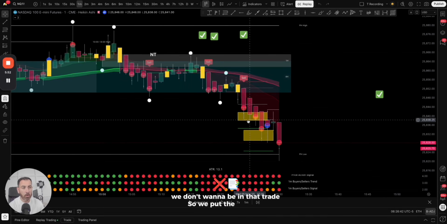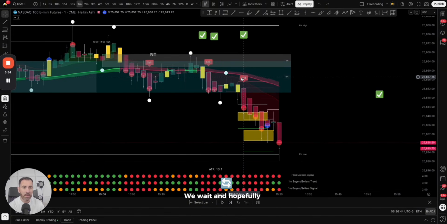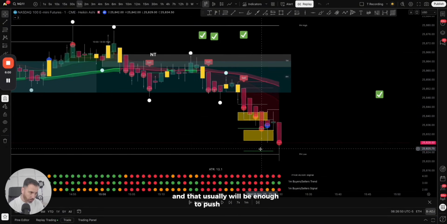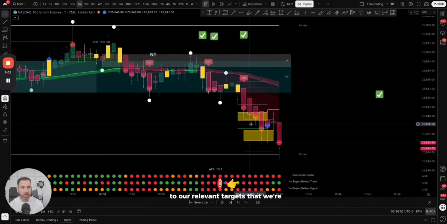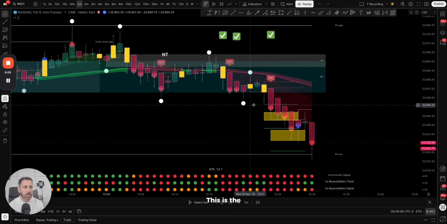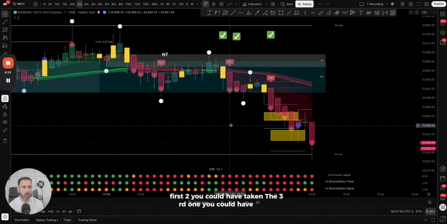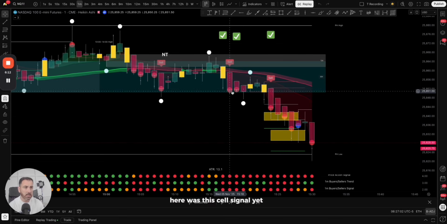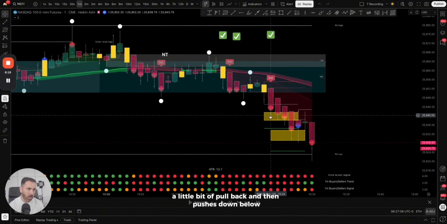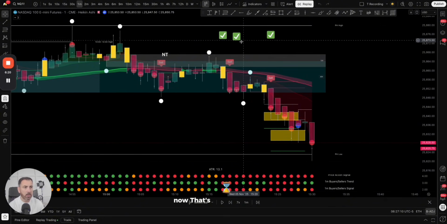So we put the order on, we wait, and hopefully, if directional volume kicks in, then that will push us through, and that usually will be enough to push us through to our relevant targets. So here we get exactly that. That's 2 wins. These are the first two you could have taken. The third one you could have taken here was this sell signal yet again. So we get stop order below, a little bit of pullback, and then it pushes down below.